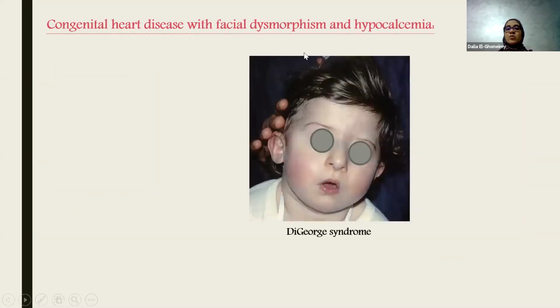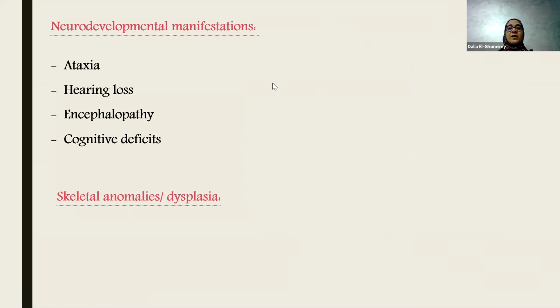Congenital heart disease with facial dysmorphism and possible hypocalcemia is consistent with a patient with DiGeorge syndrome. Neurodevelopmental manifestations like ataxia, as in ataxia telangiectasia, hearing loss as in Muckle-Wells syndrome, encephalopathy, cognitive deficit, and they might have skeletal anomalies like scoliosis or skeletal dysplasia, like short trunk or short limbs.